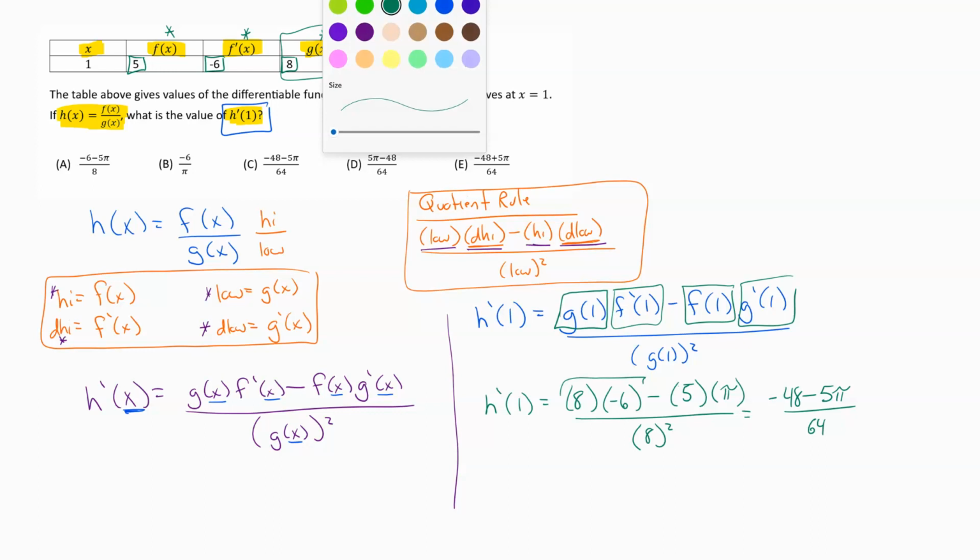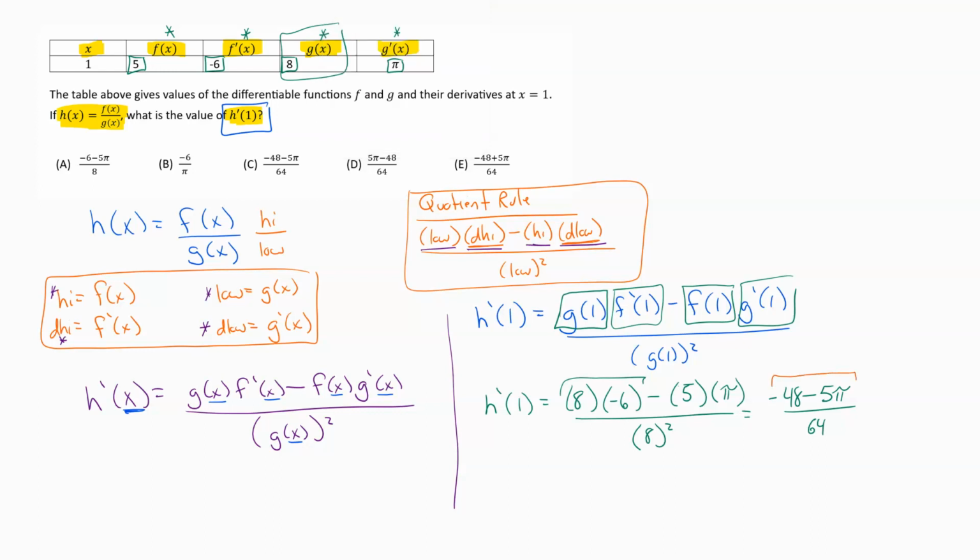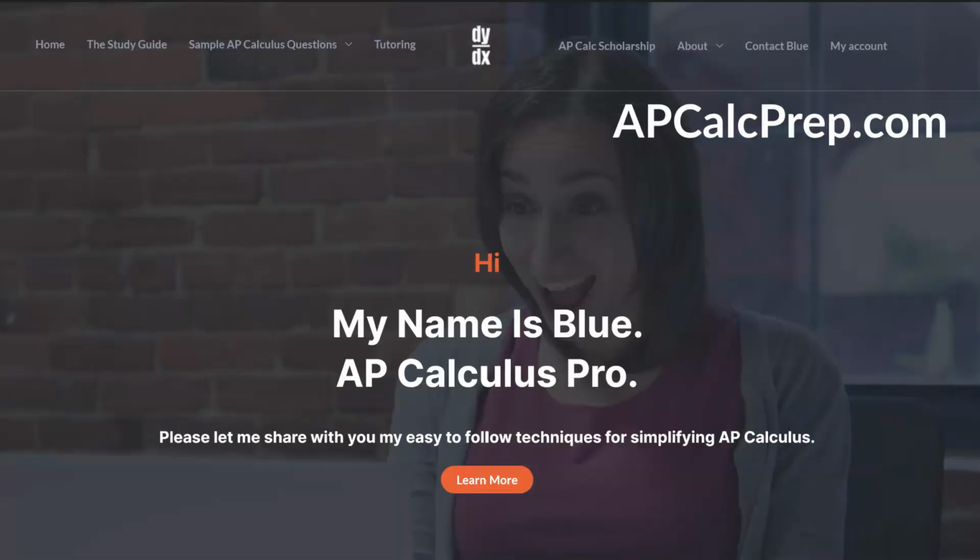When you do this, you would want to look and see if you could factor anything out of these two things right here. The only thing you could really factor out would be a negative 1, and that's really not going to reduce our fractions or change things up. So this is going to be our answer. And if we look, that is option C. So this was a pretty straightforward quotient rule problem. We just needed to use the table of values to figure out what our values were at that specific x value of 1.